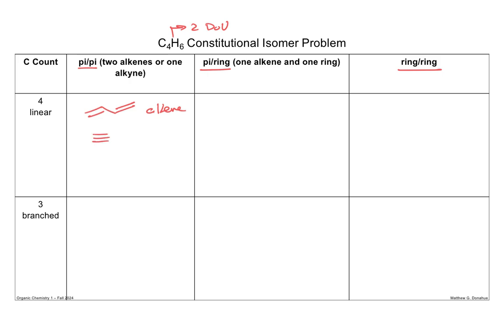If I wanted to draw an alkyne, so for 4 carbons, if I wanted to do the second column that has a pi bond in a ring, I would draw a ring. So that would be cyclobutane. But now I need to put a pi bond in there. So this would be cyclobutene, E-N-E.